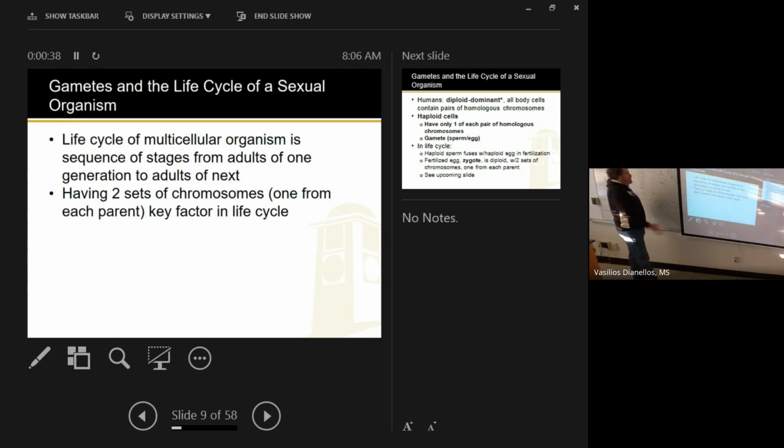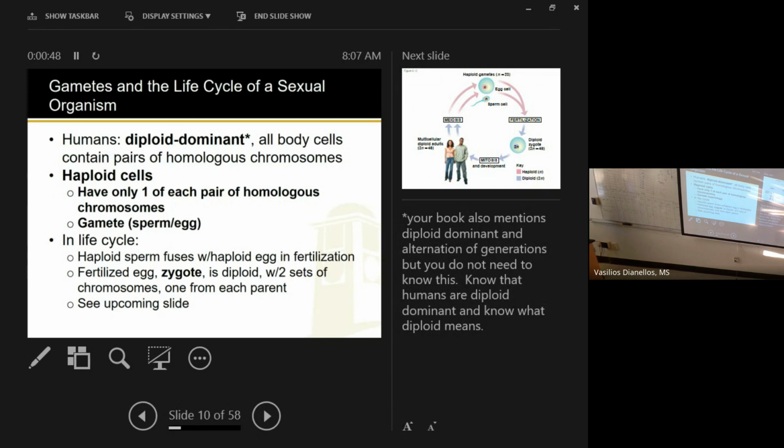Another thing that's very important is this second bullet point right here. Having two sets of chromosomes, one from your mom, one from your dad, is a key factor in the life cycle. So here we go. Let's look at this. Here's some stuff you definitely need to know. Humans are what we call diploid dominant, which means that all of our body cells, which I mentioned earlier called our somatic cells, they contain pairs of homologous chromosomes. We already talked about what homologous chromosomes are. Remember, humans have 23 pairs of chromosomes, right? So we have 46 chromosomes. And the homologous chromosomes are pairs.